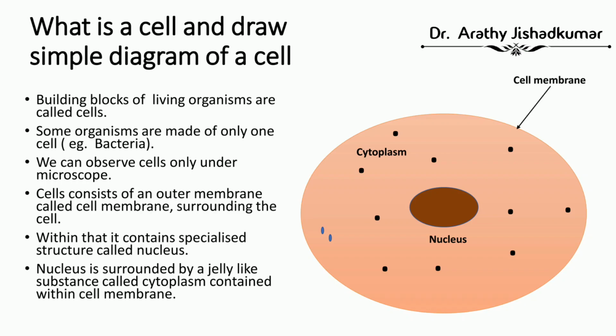Coming to the structure, cells consist of an outer membrane, which is called the cell membrane, which surrounds the cell. Within the cell membrane they have a specialized structure called the nucleus, and they have a gel-like material which is called cytoplasm. The cytoplasm and the nucleus are protected by the cell membrane.